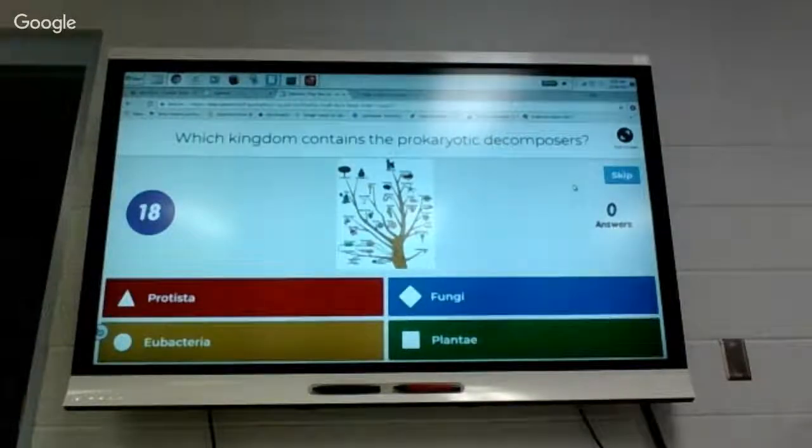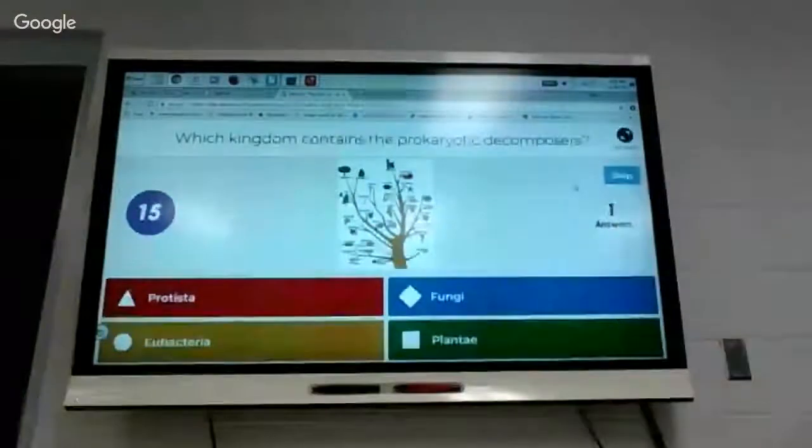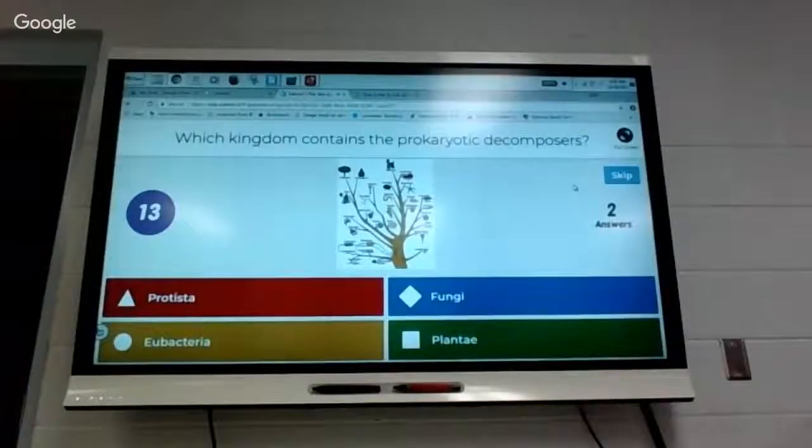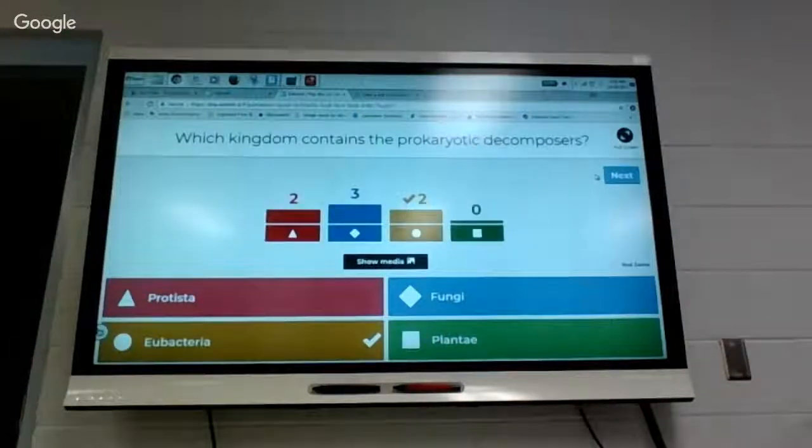All right, prokaryotic, most of them are decomposers. Some of them are pathogenic, they cause disease. Most of them are decomposers. Bacteria. Now, fungi are decomposers, but they're not prokaryotic, right? So they have a nucleus, they have organelles.